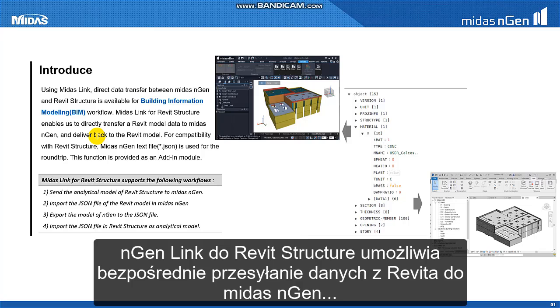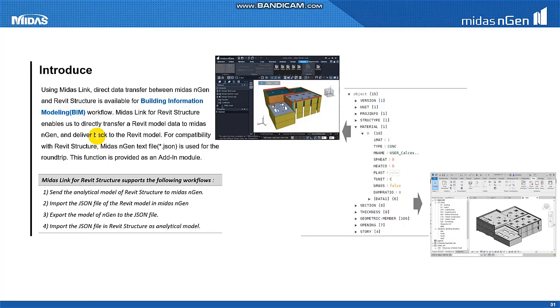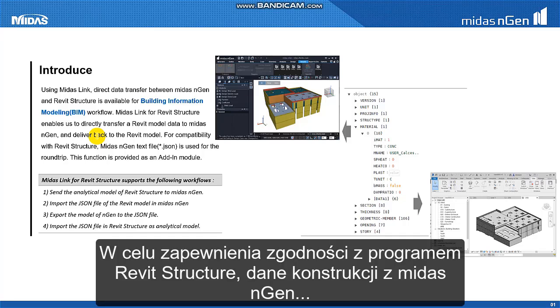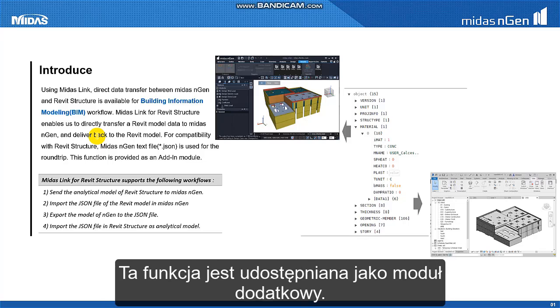nGen link for Revit Structure enables us to transfer Revit data to Midas engine and deliver it back to Revit for building information modeling. For compatibility with Revit Structure, Midas engine data is converted into a text file, .json, for the round trip. This function is provided as an add-in module.